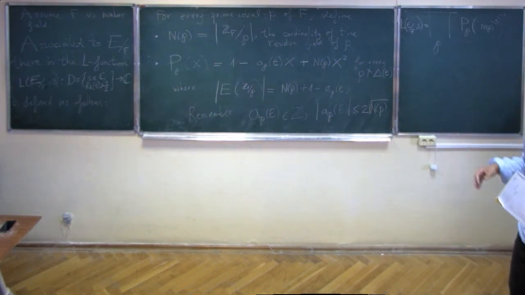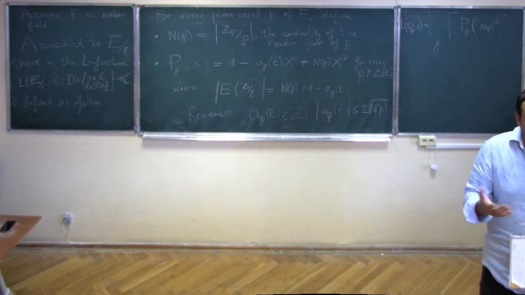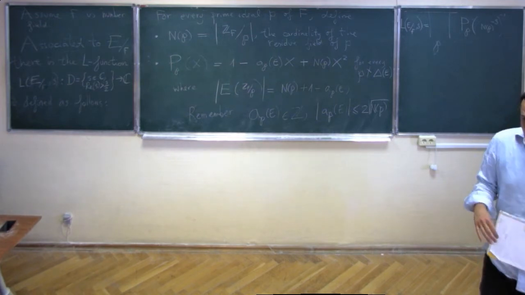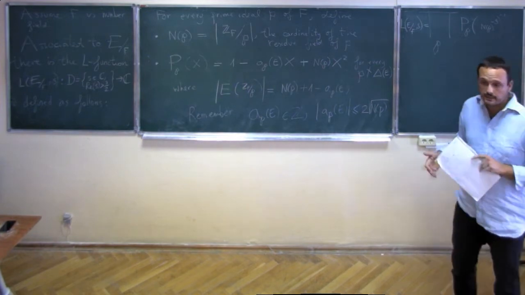Sometimes this is also called the zeta function of the curve. There are these two names, zeta function and L function. They are very often synonymous. Depending on the literature, people use L function or zeta function. This is the analog of the classical Riemann zeta function.